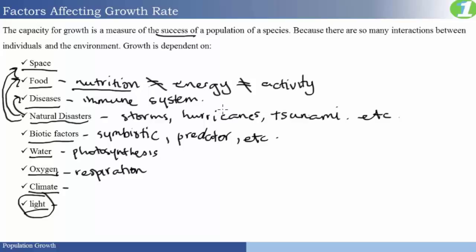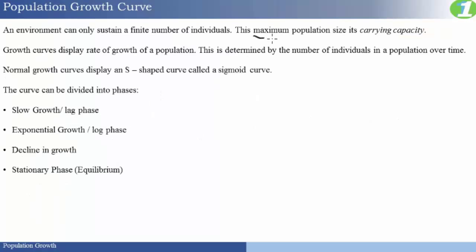a population to grow. Now, the amount or the number of individuals that can be supported by a specific environment, a specific ecosystem, is finite, meaning that they cannot exceed a certain amount. This maximum amount, or the maximum population size, is known as the carrying capacity, the maximum number of individuals that the environment can sustain, right? So there's limited space, there's limited food, there's limited water, there's limited light, right? And so it can only sustain a specific number of individuals.